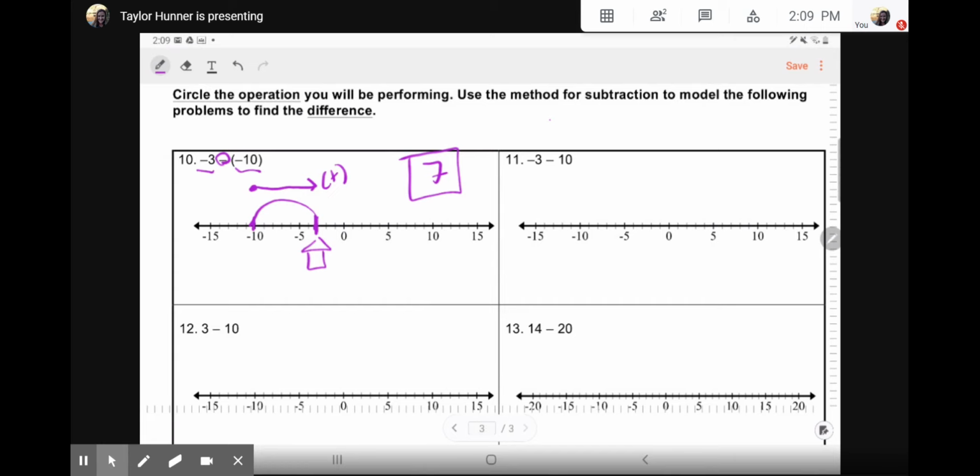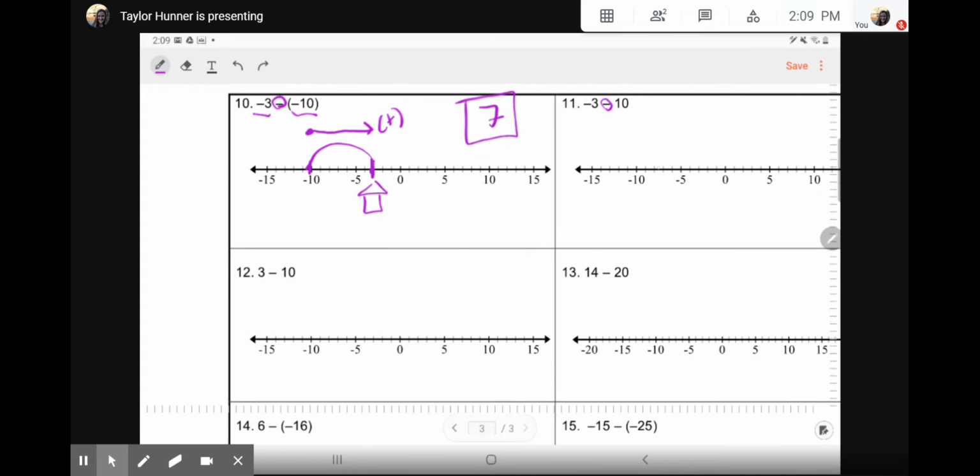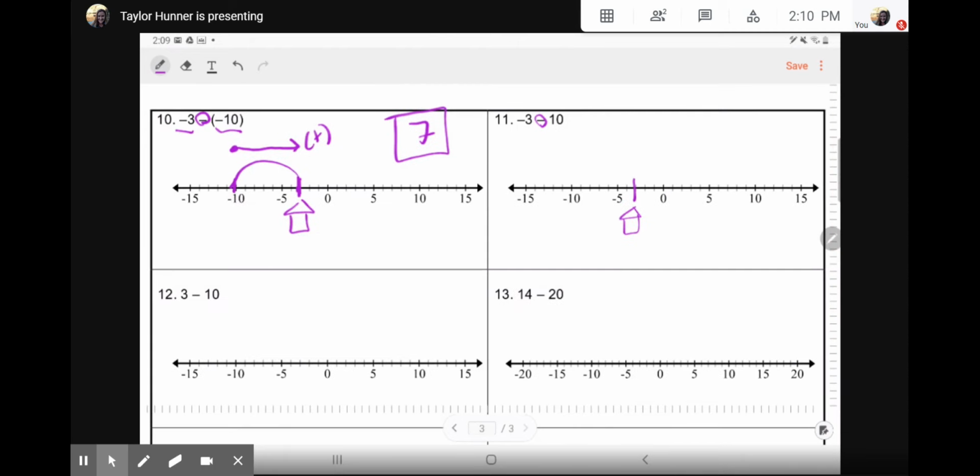Now, this one looks really similar, right? -3 minus 10. Here's my operation. And I'm actually still starting at -3. Oh, that's -2. -3 is right here. So here's my home, and I'm going to now end up not at -10. This is why it's really important to circle the operation at positive 10. So I now end up here.